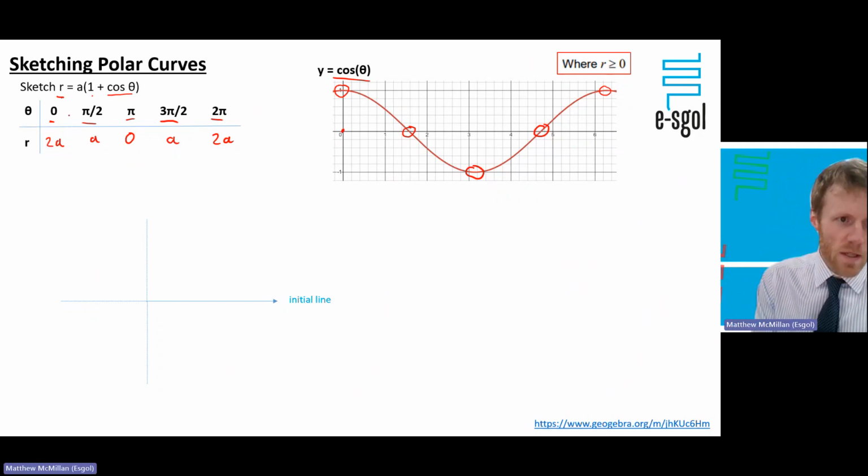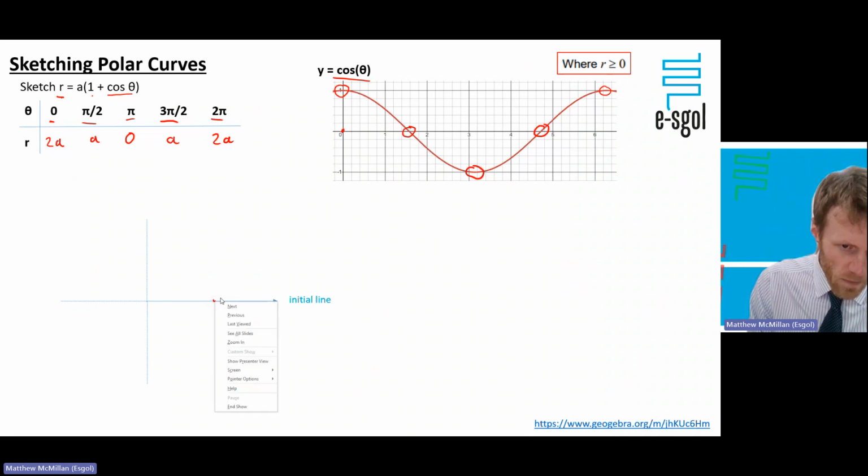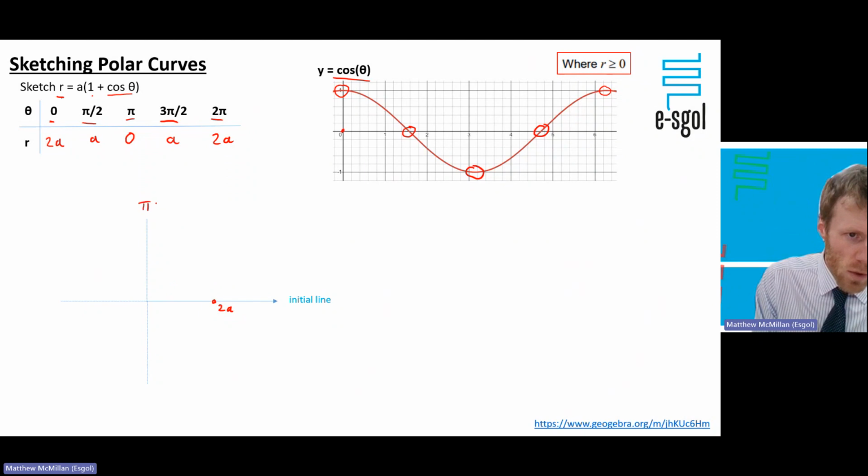So thinking about it, this is going to give us a complete revolution. And we're starting at 0 at 2A. We're then going to be heading to A, and pi over 2 will be when we revolved around to this point here. So we're starting at 0 and we're going around to this point here. A is going to be probably about there, maybe. That might not be perfect, A.